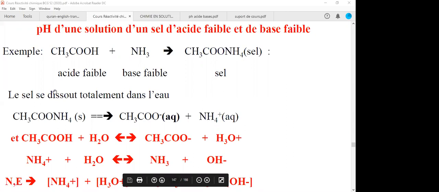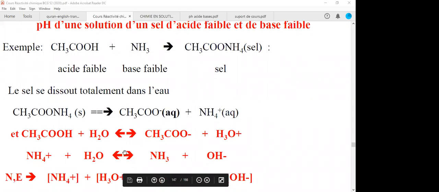First this salt: when this and this react, they form the salt. When you put the salt in water, it decomposes to form this one and this one. So when this acid is put in water, it forms this one and this one. So from the salt, you've got NH4 plus. When it's put in water, it forms this and this.